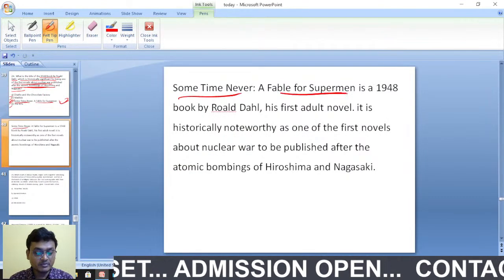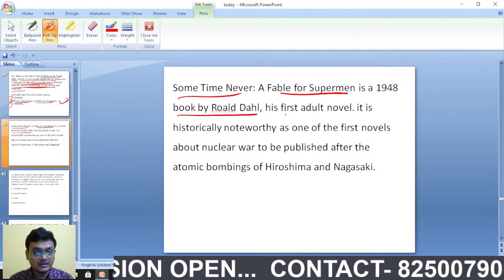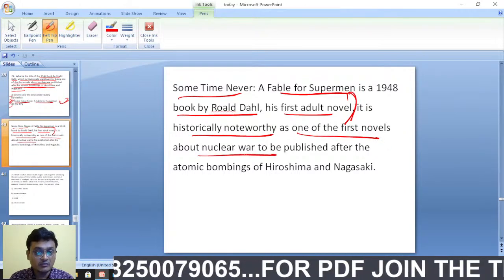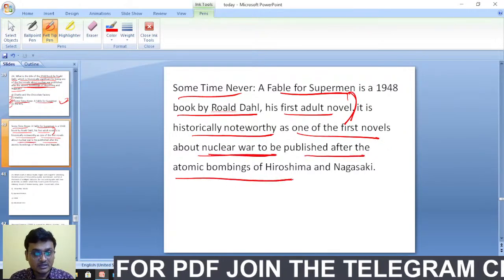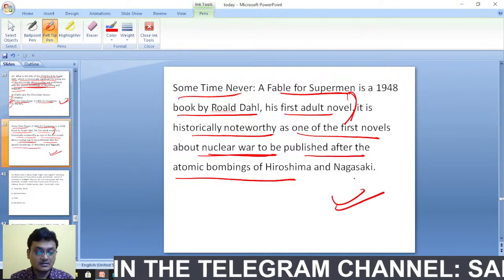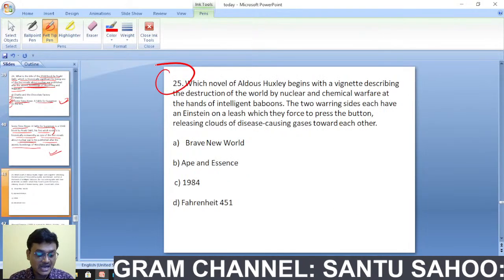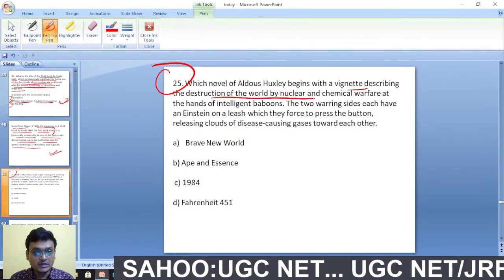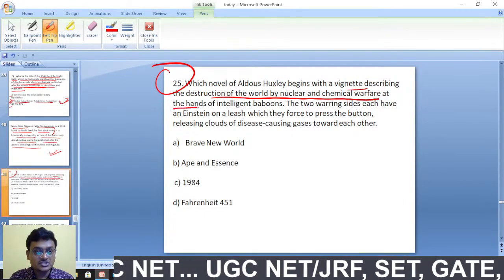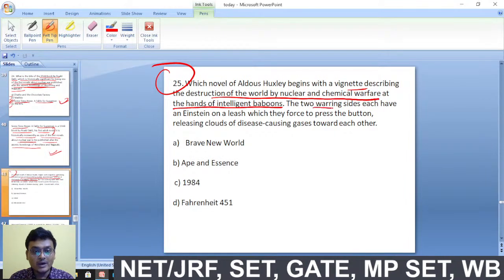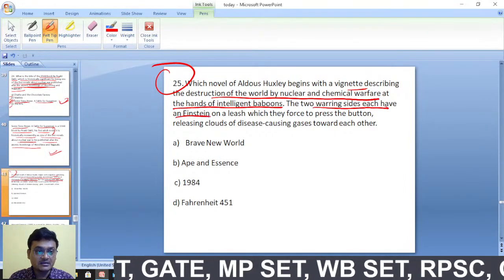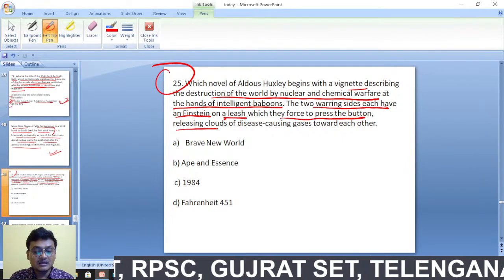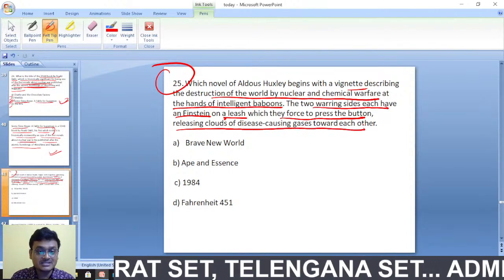Sometime Never, a Fable for Superman, the 1948 book by Roald Dahl, its first adult novel. It is historically noteworthy as one of the first novels about nuclear war published after the atomic bombings of Hiroshima and Nagasaki. Got it? Which novel of Aldous Huxley begins with a vignette describing the destruction of the world by nuclear and chemical warfare at the hands of intelligent baboons? The two warring sides each have an Einstein on a leash, which they force to press the button, releasing clouds of disease-causing gases towards each other.